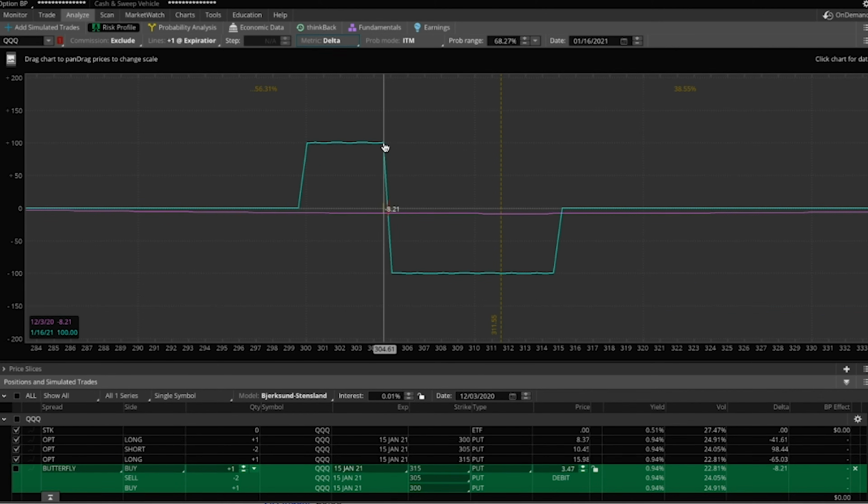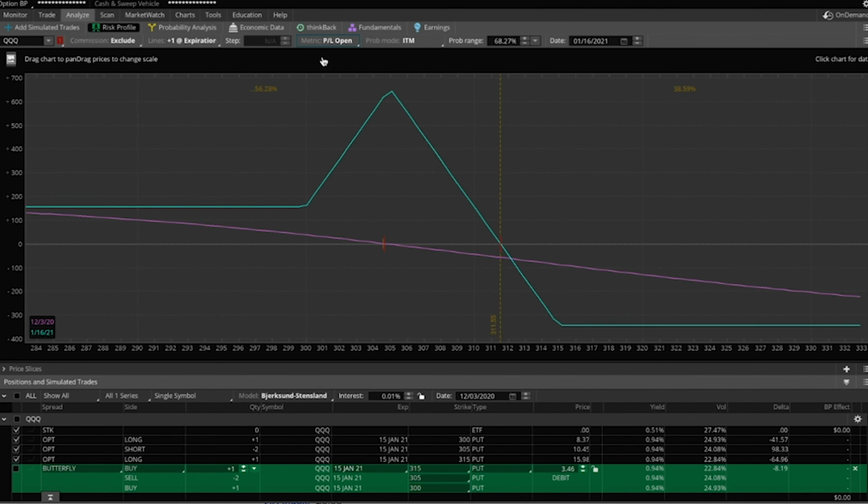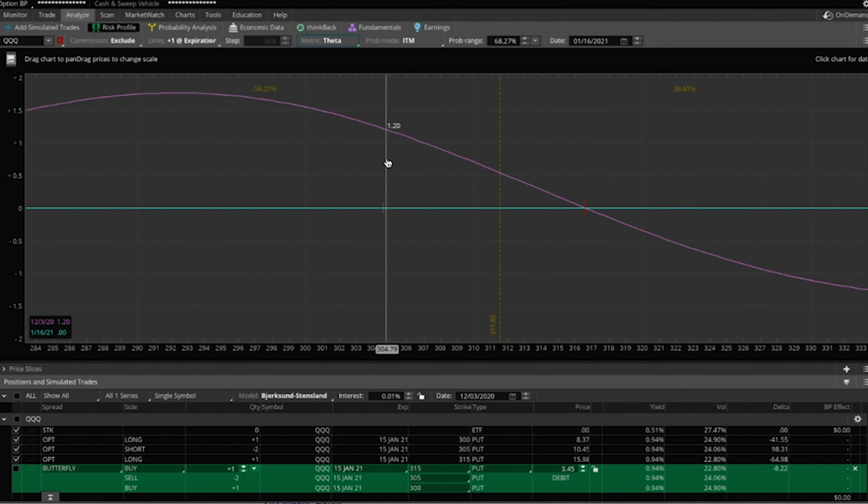Delta: you can see if I hover over today's price right here, it says minus $8. This is a delta negative trade, which means we want the price to go down in order to make our profit. And that makes sense. You can see it right here. So hovering in the center range is profitable, but down is also going to be profitable. So this is a delta negative trade. If we talk about theta, again, we are theta positive.